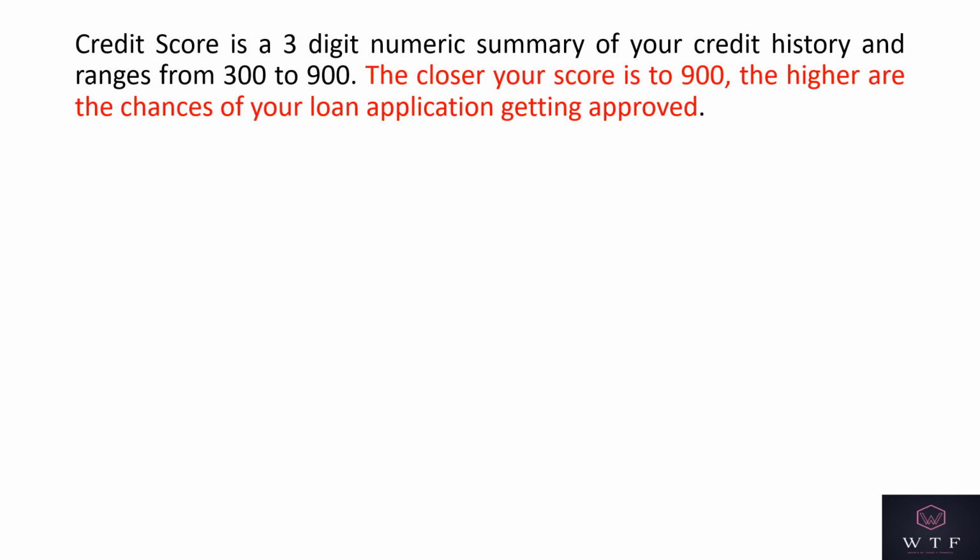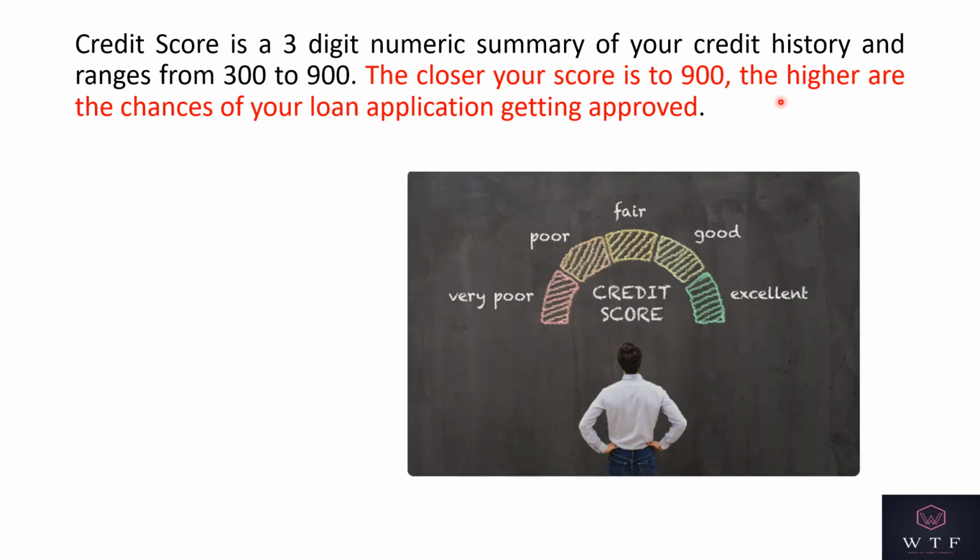Credit score is a three-digit score that ranges from 300 to 900. The closer your score is to 900, the better is your score and the higher are the chances of getting your loan or credit card. So if you need to understand the range of the credit score, then 300 to 550 is considered very poor, 550 to 650 is considered poor, 650 to 700 is considered fair, a credit score from 700 to 750 is considered good, and a score from 750 to 900 is considered excellent.